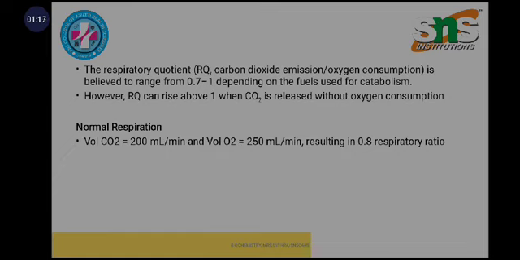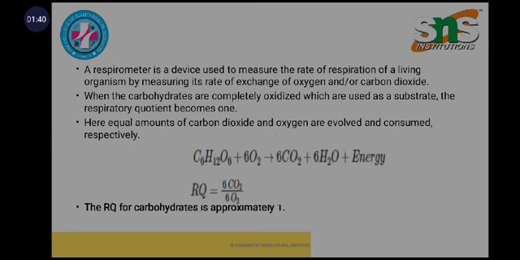So the respiratory quotient may range from the normal volume of carbon dioxide, which is 200 milliliters per minute, and the volume of O2, which is 250 milliliters per minute. So 200 divided by 250 is 0.8. So the normal RQ of a human being is 0.8. The device used to measure the rate of respiration of living organisms is a respirometer.